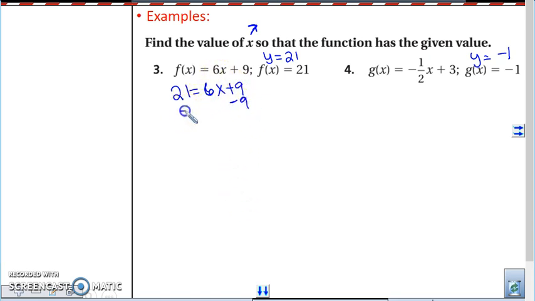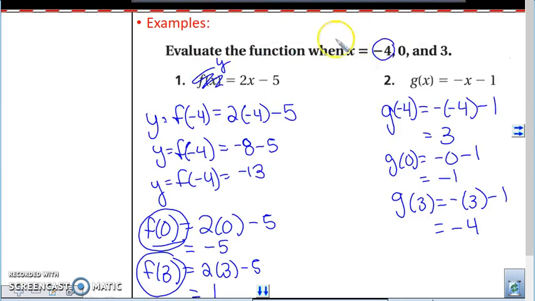Take away 9. 21 minus 9 is 12. Divide by 6. And x equals 2. Alright, so when it says find the value for x, you're plugging in for y.